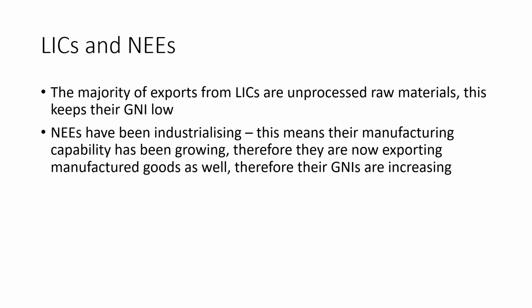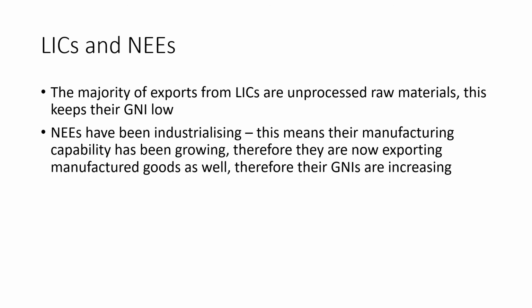Newly industrialising economies, they're middle-income countries, and they have been industrialising. This means their manufacturing capability has been growing. So they're now starting to manufacture products. They're starting to process them and finish them. And therefore, they are now exporting manufactured goods. That means processed goods as well. Therefore, their gross national income is increasing because they're selling finished products. That's why newly emerging economies are growing, because they are starting to trade finished products, and that's why they are getting richer.